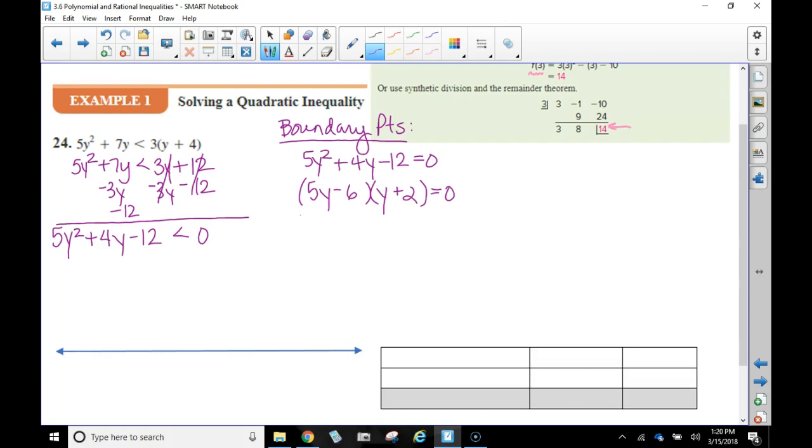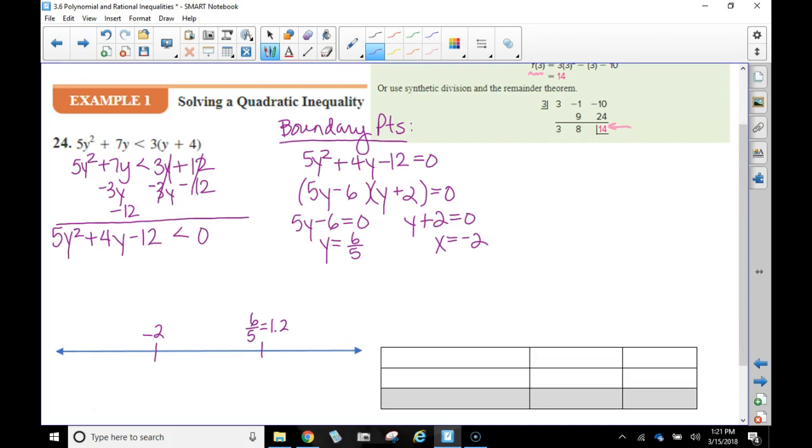Okay? So when we set 5y minus 6 equal to 0 and y plus 2 equal to 0, we're going to have boundary points at 6/5 and at negative 2. All right? So we're going to go locate those on our number line. Negative 2 is the smallest, so I'm going to put it right there. And 6/5 is the largest. Keep in mind 6/5 is, in decimal form, 1.2.